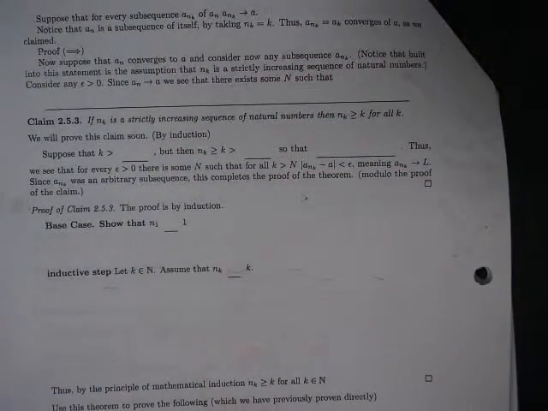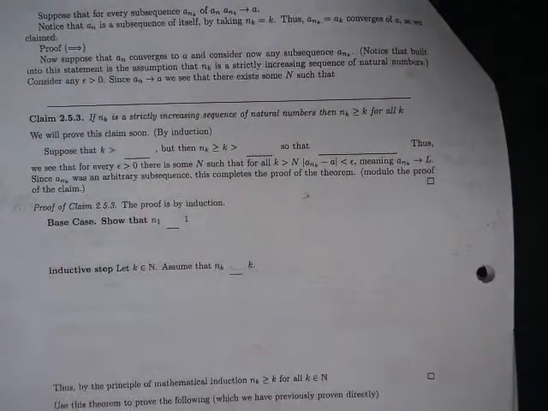So let's put things together. I want to show that a sub n sub k converges to a. So that means I need to prove something involving an epsilon. So let's consider any epsilon bigger than 0. The only thing that I got to assume was that a sub n converges to a. Epsilon is positive and a sub n converges to a. What does the definition of the limit tell you?